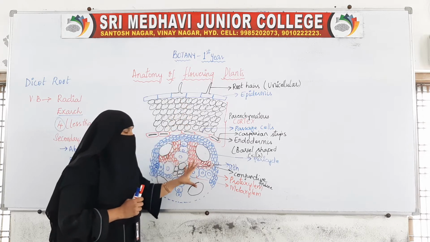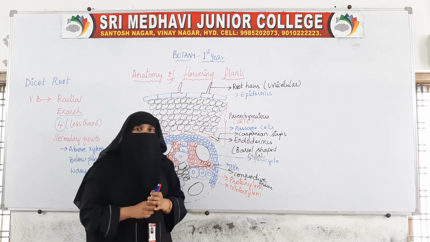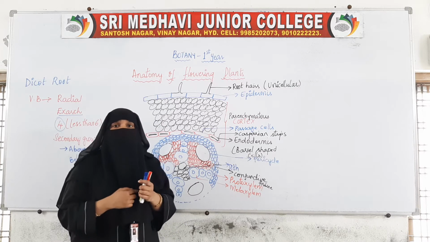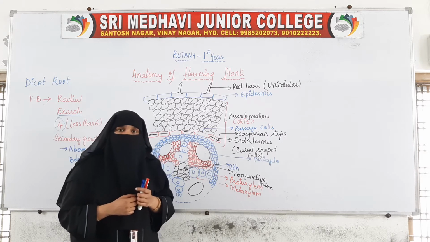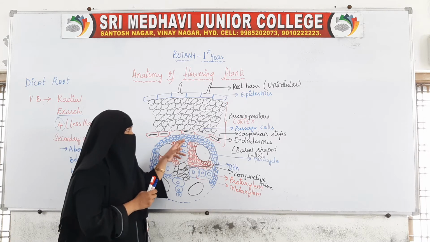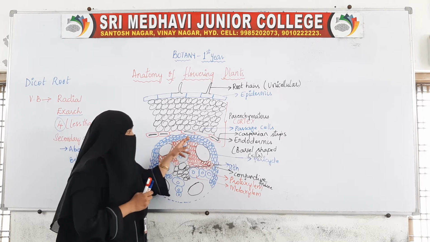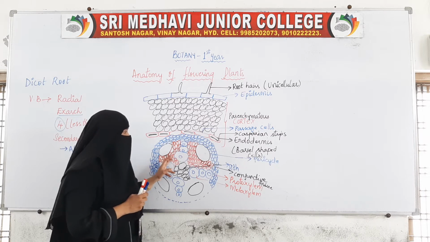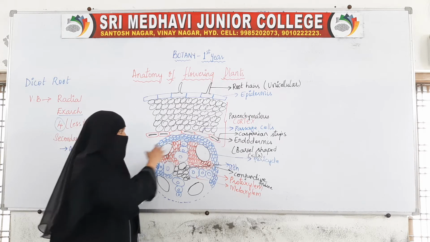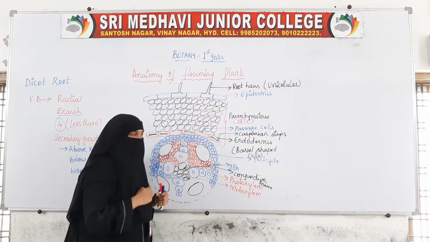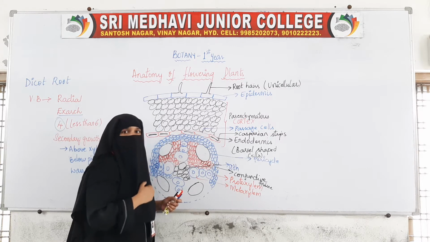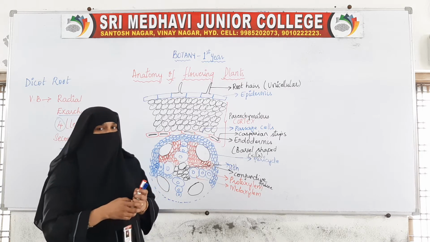So this was the primary structure of the dicot root, but there are certain plants where secondary growth is seen in dicot roots. So how will secondary growth take place? Below the endodermis we have the pericycle, and the cells present between the xylem and phloem are called conjunctive tissue. All of these cells, whether of the pericycle or of the conjunctive tissue, are parenchymatous cells.